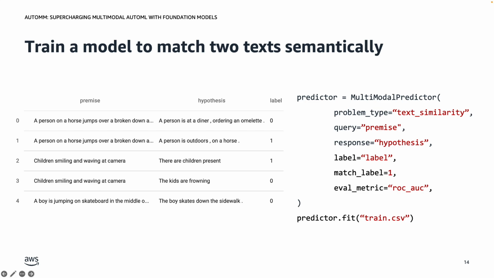Besides the label column name, you also need to provide the match label. It tells which label in the binary labels represents the semantic matching. In this example, label 1 means 2 texts match each other. We can also specify the evaluation metric. This is a binary task, so we can use ROC AUC.